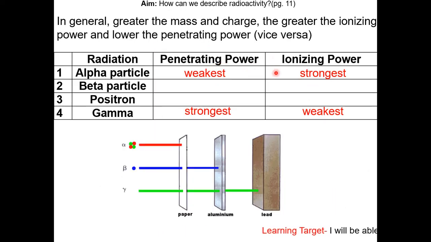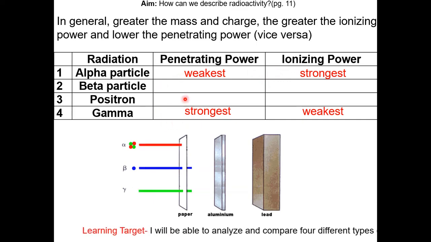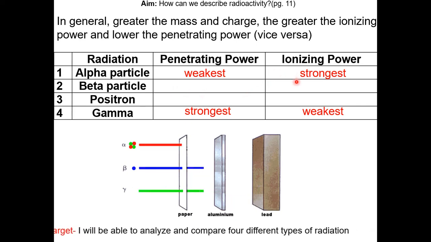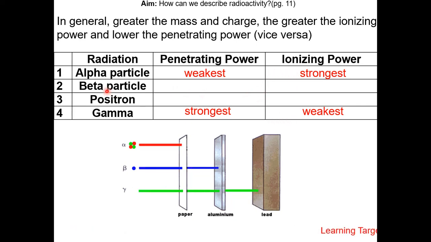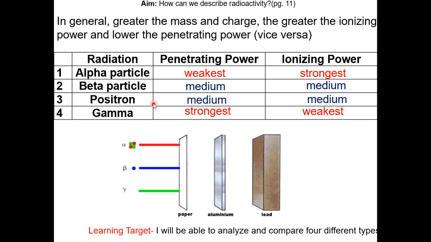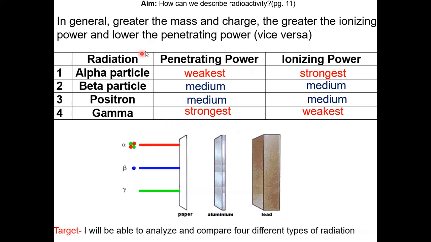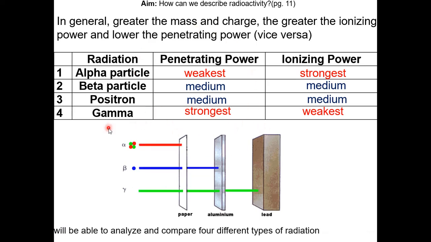Penetrating power has an inverse relationship to ionizing power. The stronger the penetrating power, the weaker the ionizing power. So gamma has the strongest penetrating power, alpha the weakest, but alpha has the strongest ionizing power, and gamma is the weakest. Beta particle and positron are in the middle. On the regents, make sure you know the order of strength of the penetrating power of the radiations.